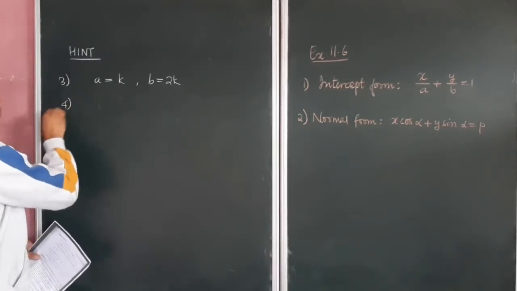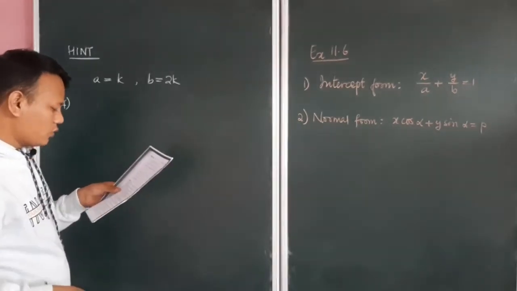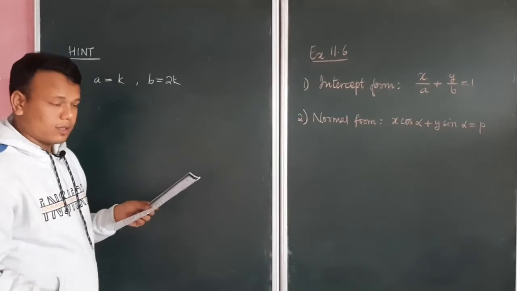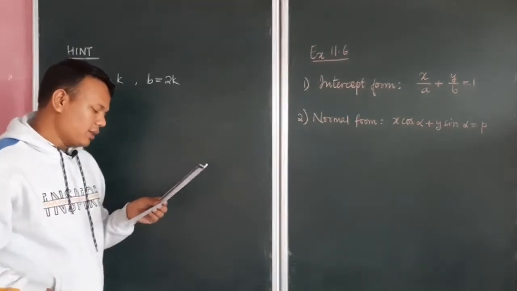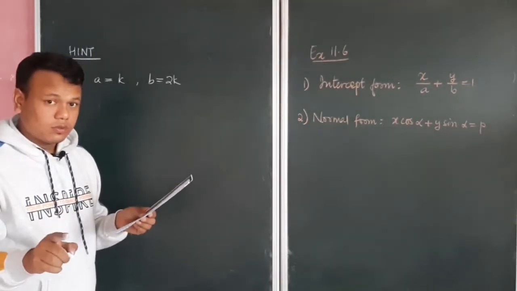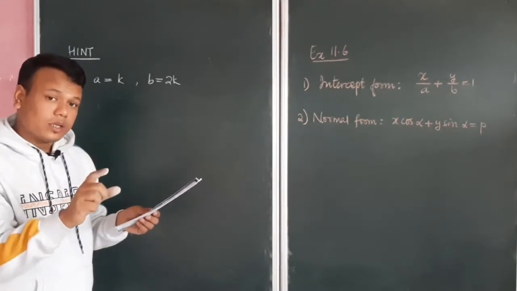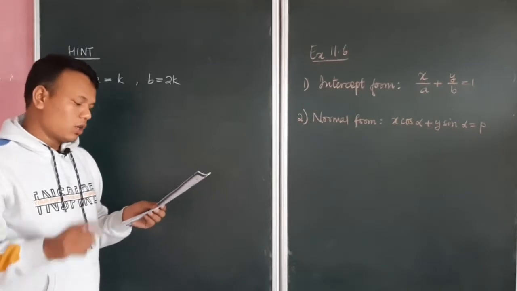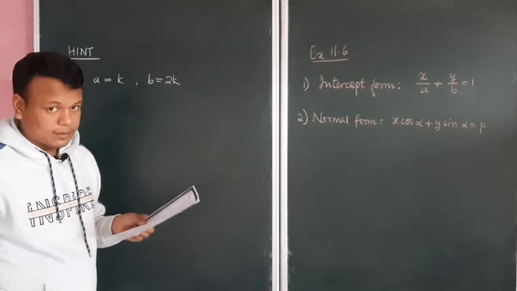Similarly, I will give you a hint for question number 4. Question 4 says, find the equation of the straight line which passes through the point 2 comma 3. This 2 comma 3 is given to find the value of k, remember, and makes intercepts equal in magnitude but opposite in sign on the axes.